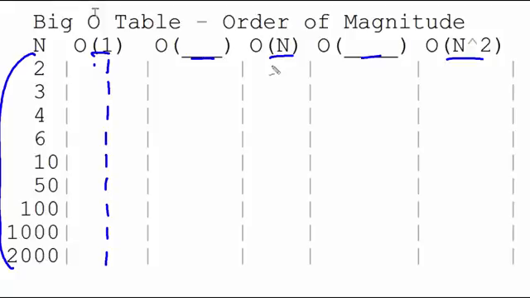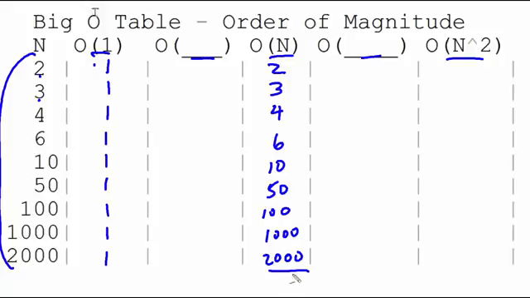Now, an O of n process will take exactly the same number of steps as there are pieces of data. So if it's 2 pieces of data in the data set, 2 steps. 3 pieces, 3 steps, and so on. So this is called a linear process. A typical example of a linear process is outputting all of the elements in the array. If there were 2,000 elements in your array, it's going to take you 2,000 steps to output each one of those.